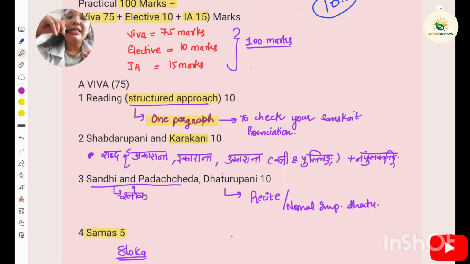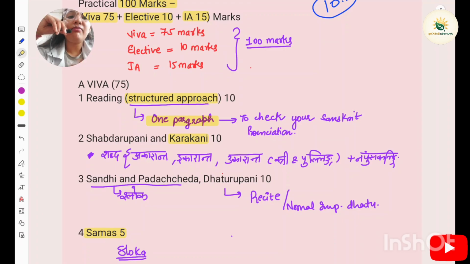The second thing is Shabda Rupani and Karakani. Various shabdas are there. First of all, don't stress about it. At least understand some important things. For example, the initial ones like Akarant, Ikarant, Ukarant. Both Striling and Pullinga are important. For example, Guru shabda, Vaidya shabda, Ram shabda, and then Napunsak also.